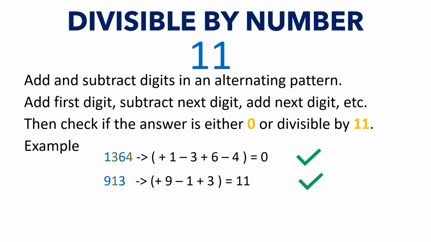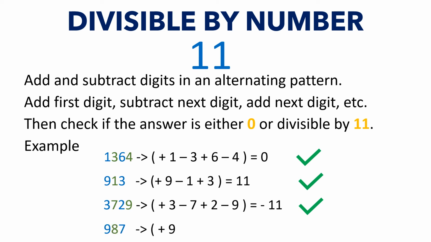Another example 913. Add 9 minus 1, add 3, that is 11. So the number is divisible by 11. Another example 3729. Answer is minus 11. So the number is divisible by 11. Number 987. The calculation is 8, so it is not divisible by 11.